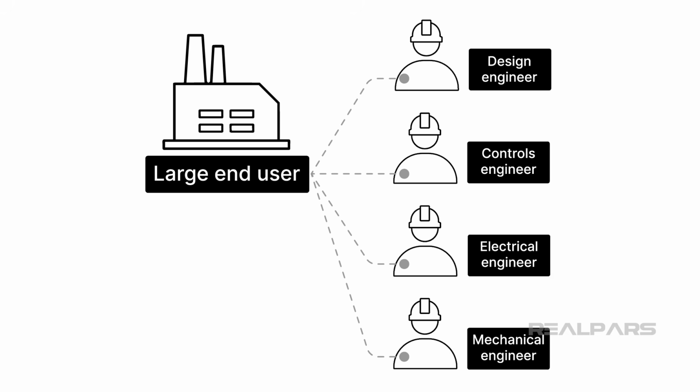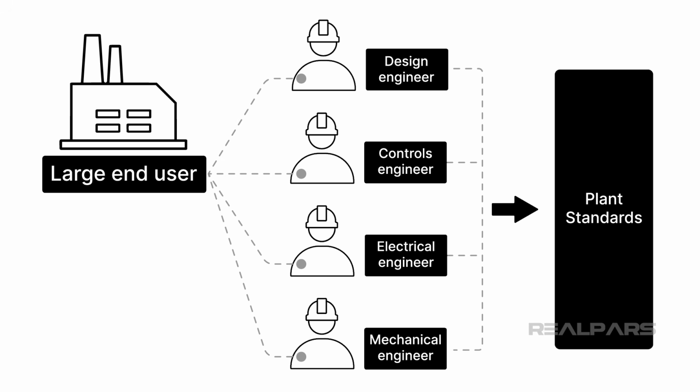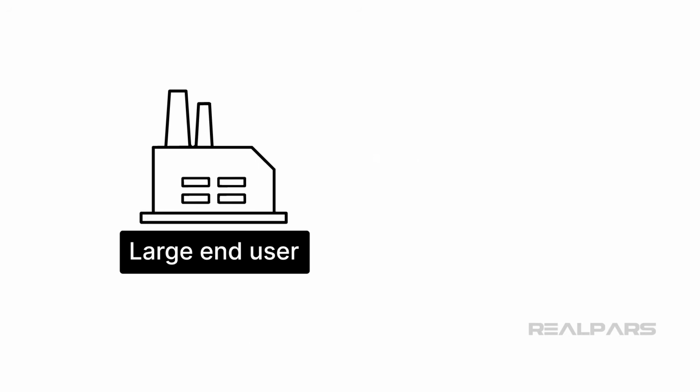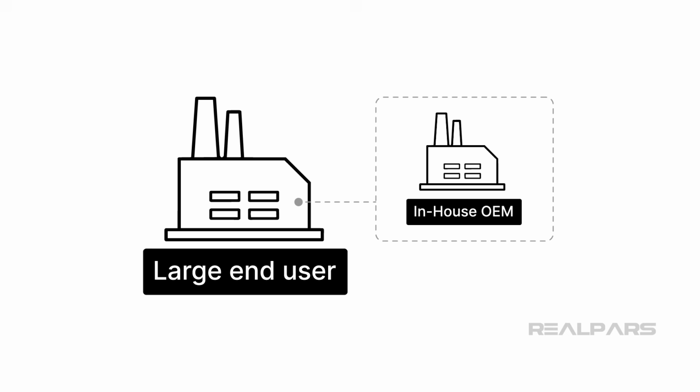These engineers typically work on a design team, developing the standards and standard designs that OEMs and systems integrators have to follow when they build equipment for the plant. In some cases, large end users even have in-house OEMs that build machines specifically for their own factories. Smaller end users typically don't have these roles in-house and rely on OEMs and system integrators to provide this expertise for them.